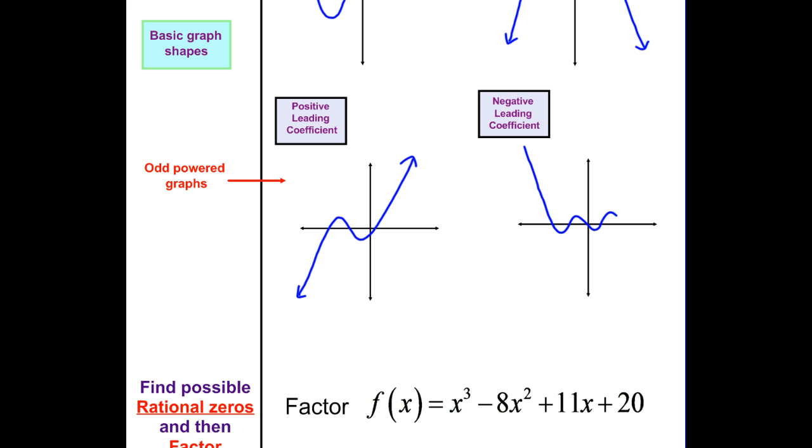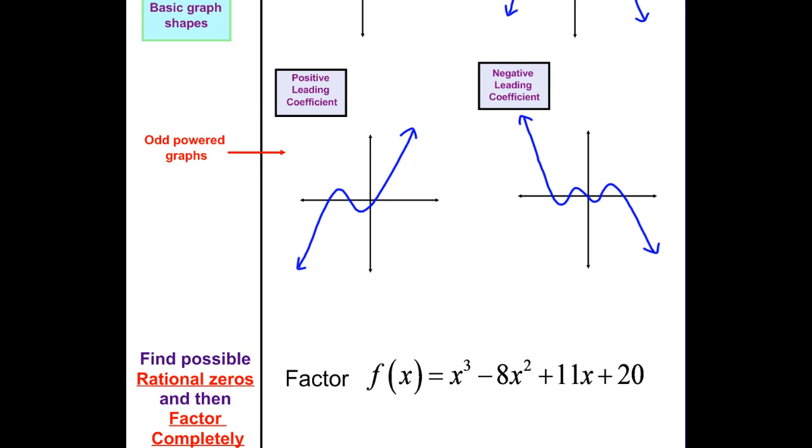So if I have a fifth power, I keep saying root, I meant fifth power, I'm going to start up, end down. Negative, start up, end down. Positive, start down, end up. You're going to need to make sure you know how to do that for the next section.